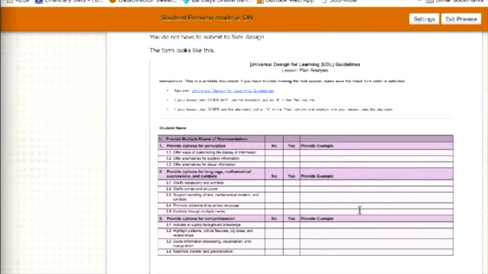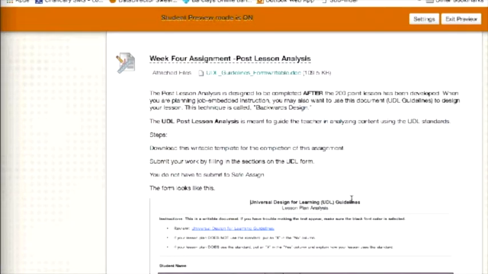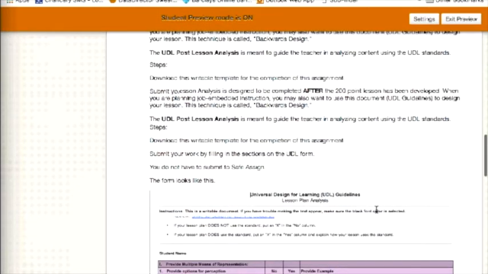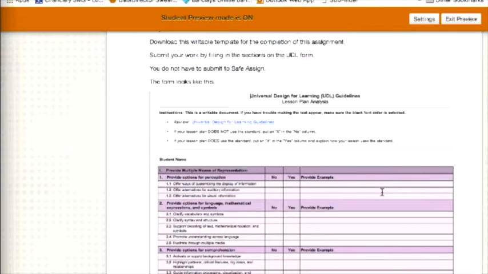Okay, folks, I'm going to go over the second assignment that's due this week. And of course, you can always type in questions as we go along. The second part of this week is you're going to do a post-lesson analysis. And a tip that I would recommend is you kind of eyeball this document before you begin your lesson plan, or look at it, refer to it back and forth, so that it helps guide you of what you need to include in your lesson plan.